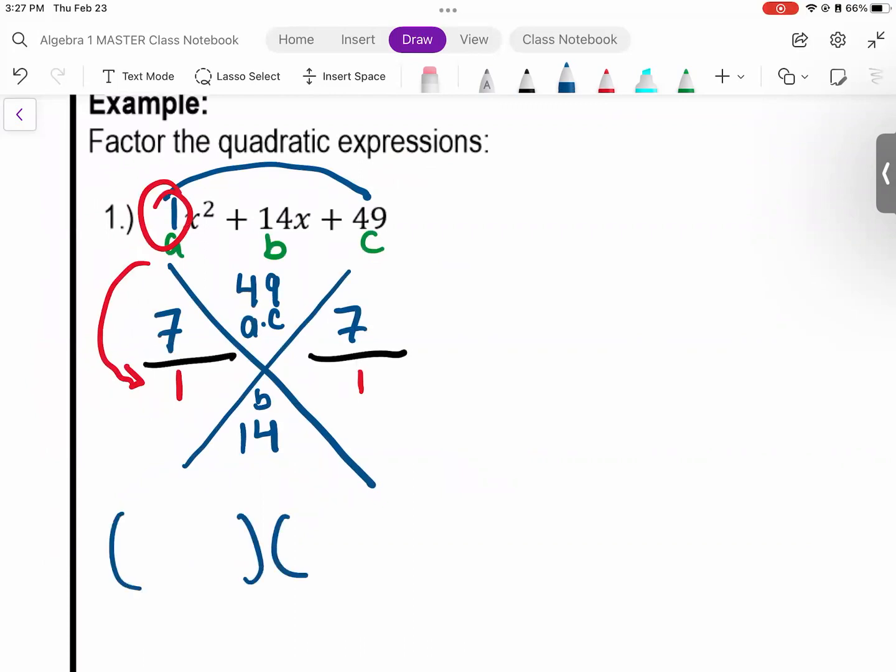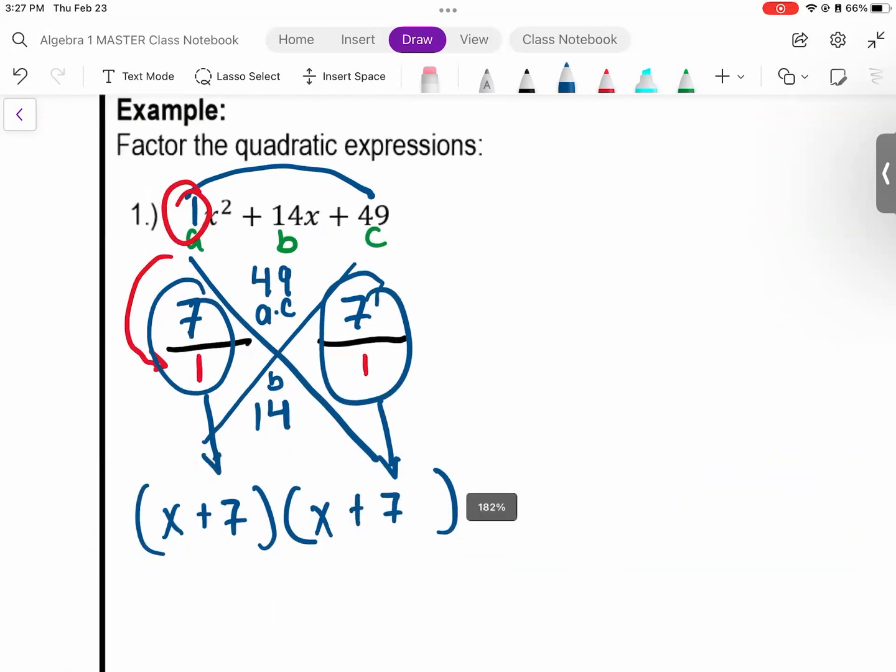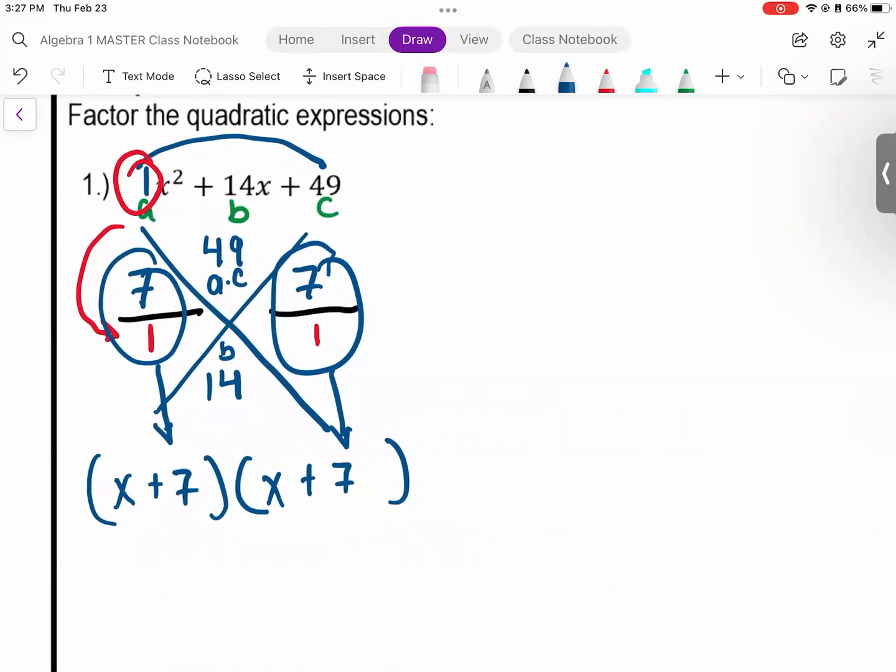Now, when we put them into factors, you're going to notice one thing. So we got 7 divided by 7, which is 7 divided by 1, which is 7. And we got another 7 divided by 1, which is also 7. So if you notice, those 2 factors are the exact same.